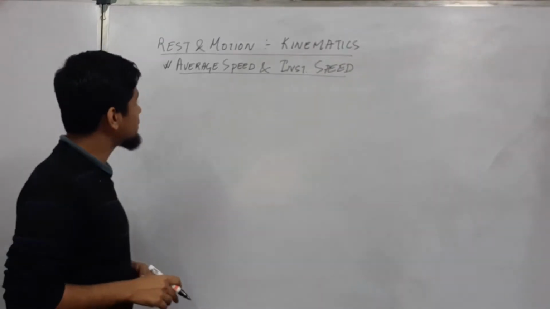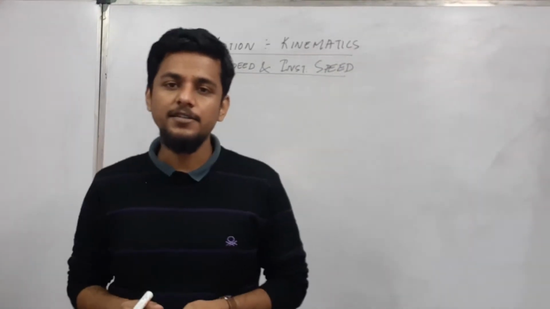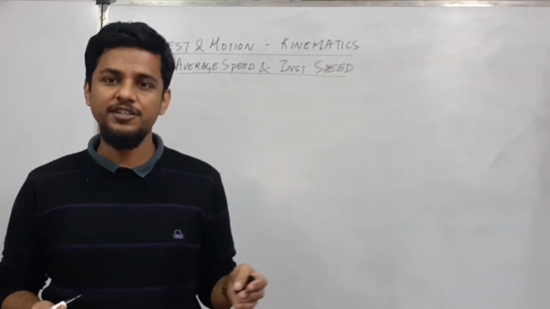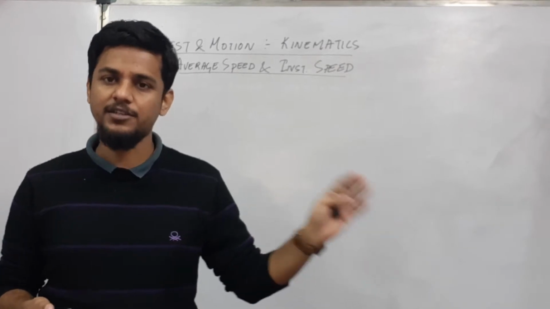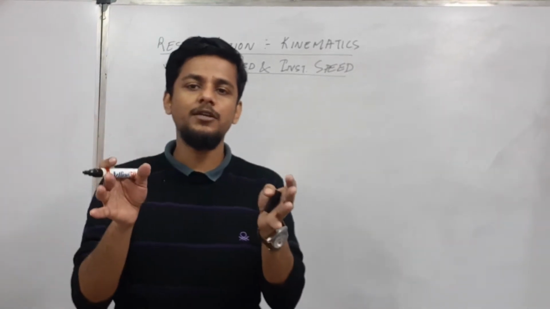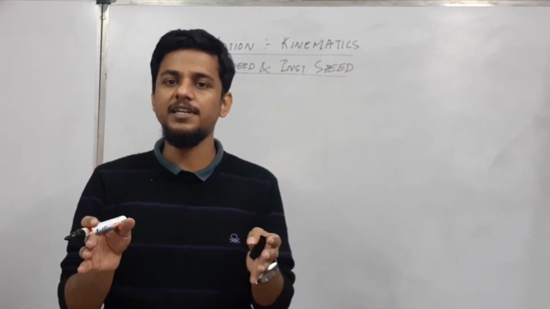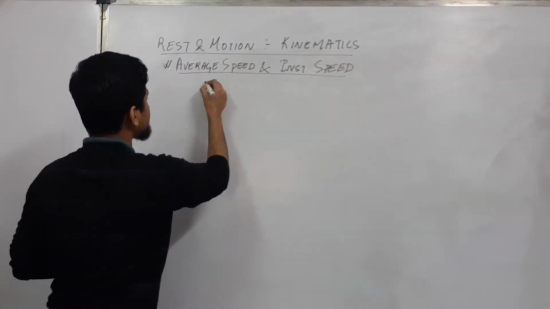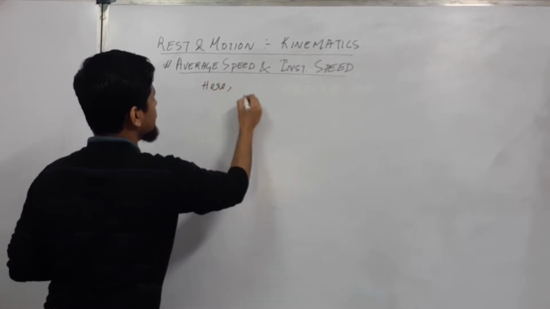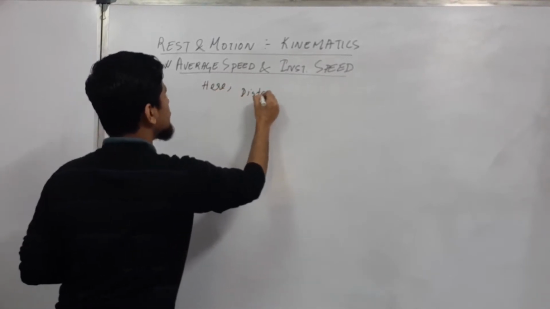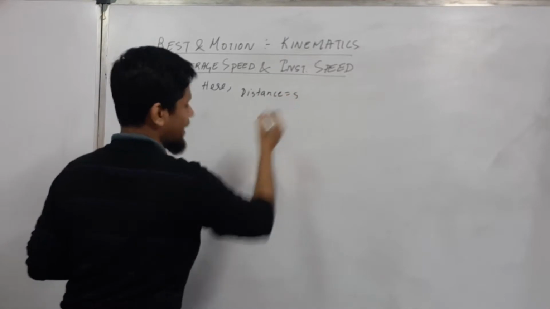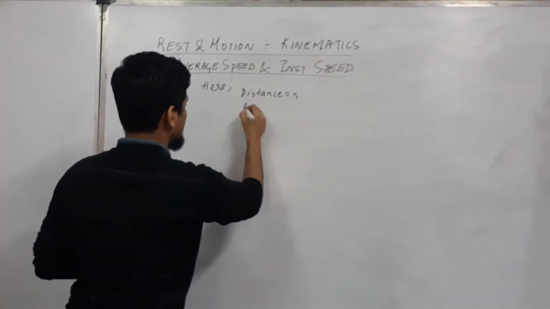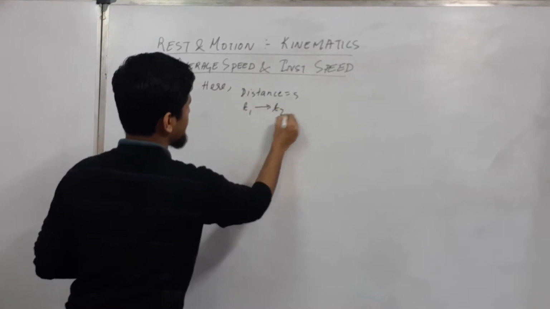The concept of average speed is very straightforward. If you travel a distance, suppose s, in time, you started at time t1 and you traveled up till time t2. So the time interval that you are considering over here is basically t2 minus t1. Let me write it down for you. So here the distance will be s, and the time interval that you are considering will be from t1 to the time t2.